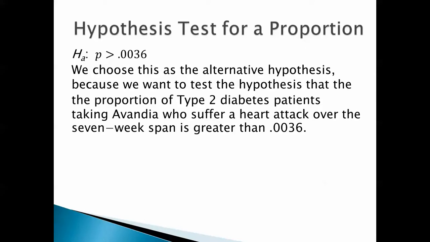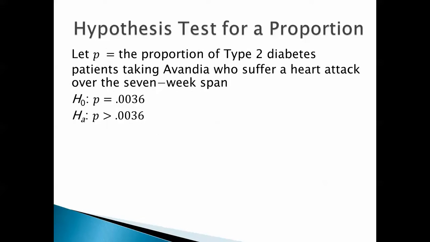Our alternative hypothesis is that P is greater than 0.0036. We choose this as the alternative hypothesis because we want to test the hypothesis that the proportion of type 2 diabetes patients taking Avandia who suffer a heart attack over the 7-week span is greater than 0.0036. That's what we were told earlier. That's what we want to test. Okay, there's how we define P. There are null and alternative hypotheses.